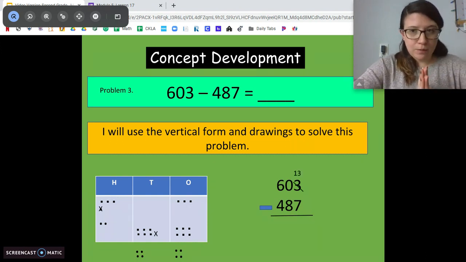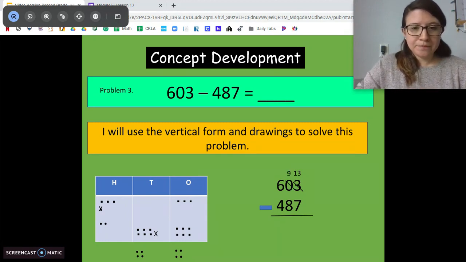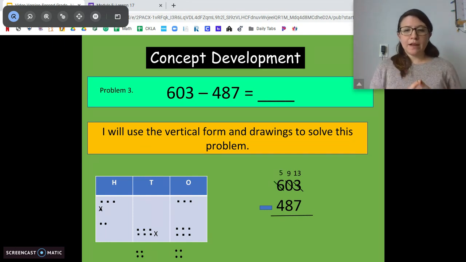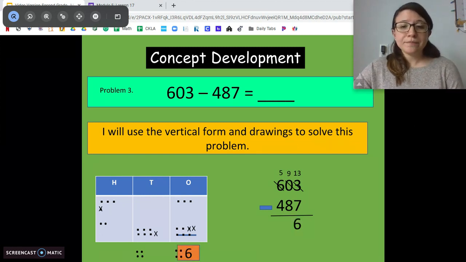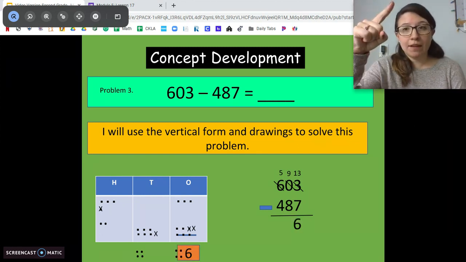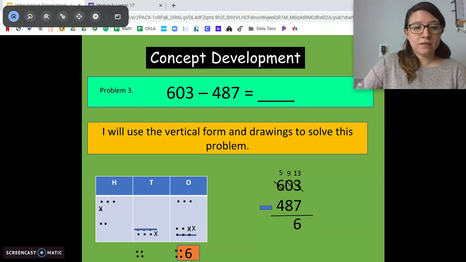How many 10s do I have? Perfect. And then how many hundreds do I have? Good. Now we can subtract. 13 minus 7. We're going to take away 7 1s. We end up with 6. Now I have 9 10s. I need to take away 8 10s. There we go. We end up with 1.